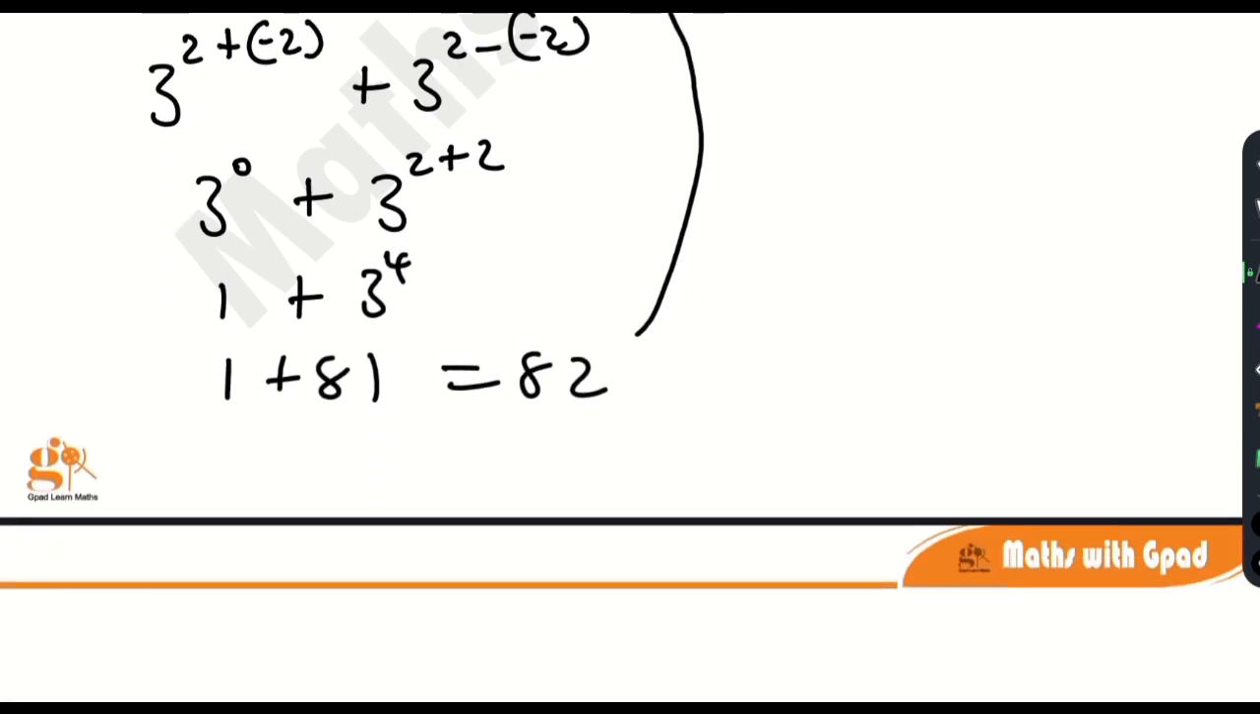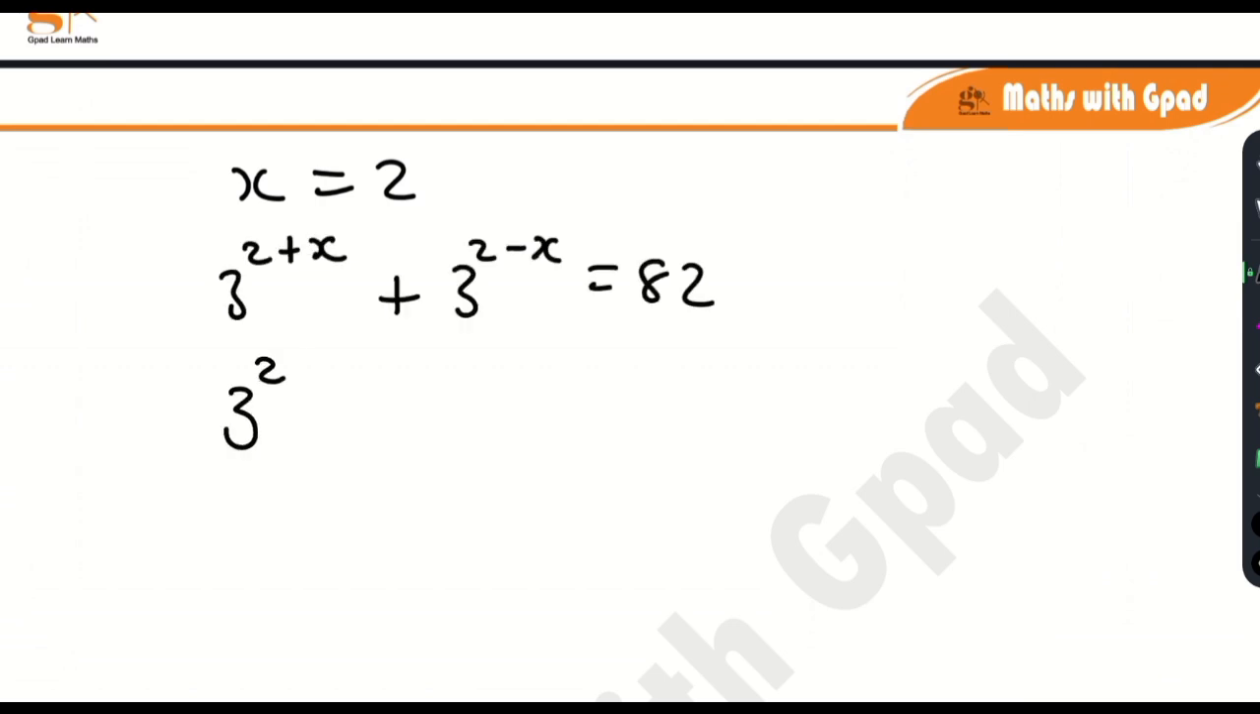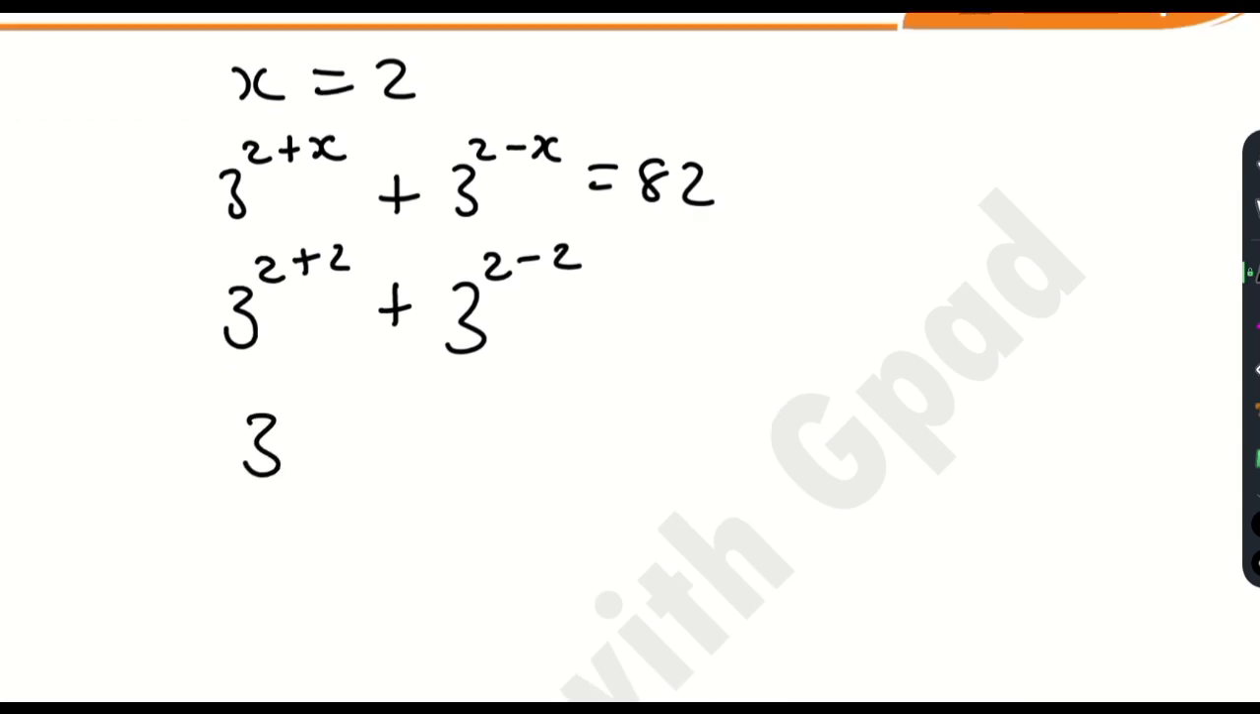So let's look at the second solution that we had, which is x is equal to 2. So we're still going to plug it into the equation. Let me rewrite the equation again. 3 raised to the power of 2 plus x, x is 2, so plus 2, and then plus 3 raised to the power of 2 minus, what is x? x is 2, so replace that there. And then you have 3 raised to the power of 2 plus 2, that's 4. Then plus 3 raised to the power of 2 minus 2 is what? 0.